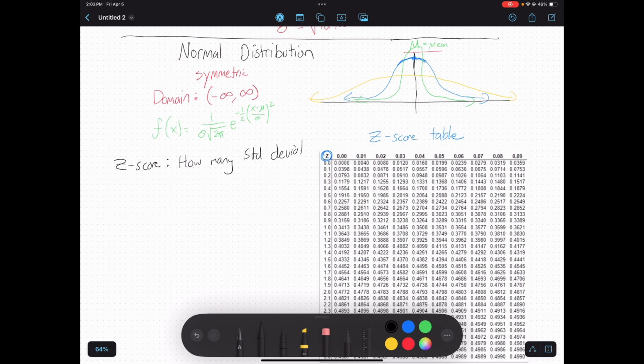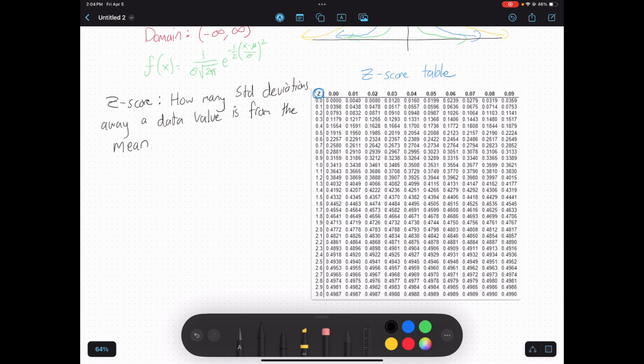standard deviations away a data value is from the average, or the mean. Okay, so take a look at some of these z-scores. You'll notice you've got the ones digit and the tenths digit on this left side, and then the hundredths digit on this right side.